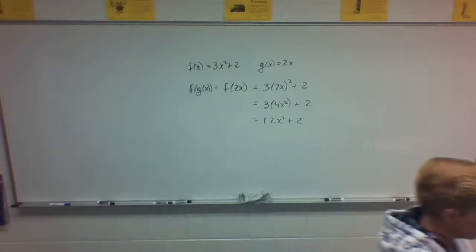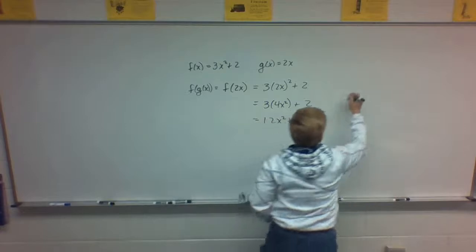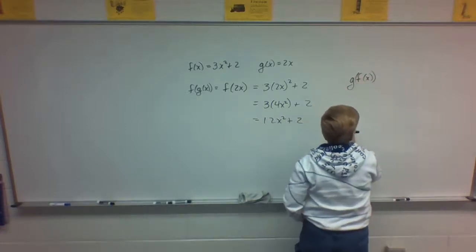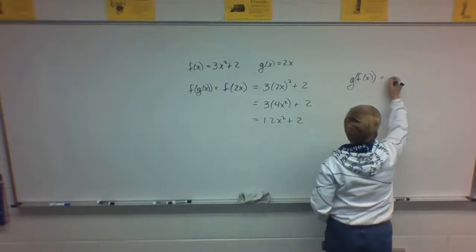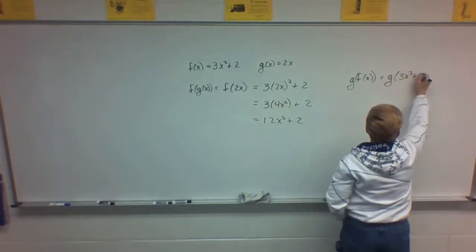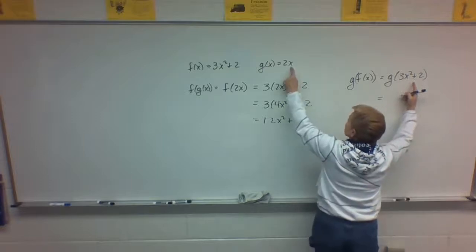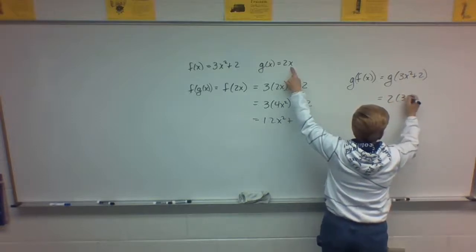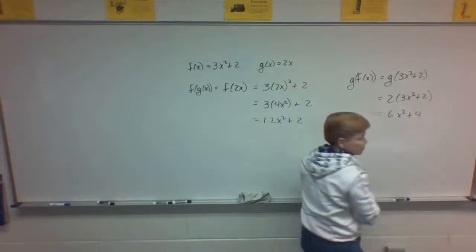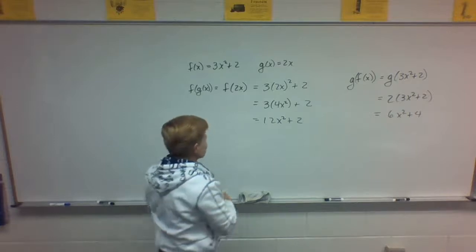Okay, stuffing it in. We also have to do g of f of x before we leave this problem. I'll do it right over here. G of f of x, that's a little different order now. G of f of x says to find g of 3x squared plus 2. And what that means is to stuff 3x squared plus 2 into all the x's in g, which would be 2 times 3x squared plus 2. That would be 6x squared plus 4. Follow that? Okay, that one wasn't too bad.